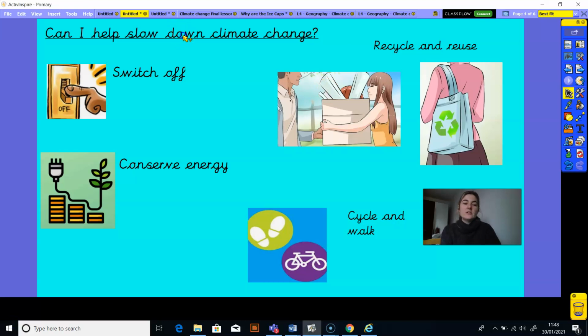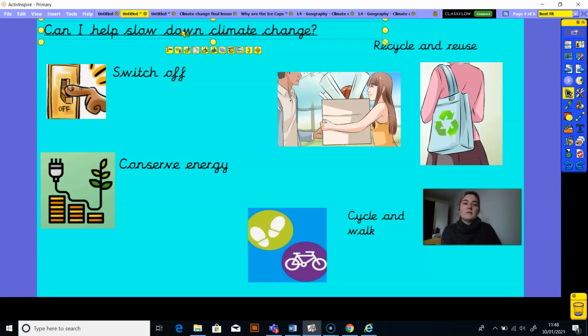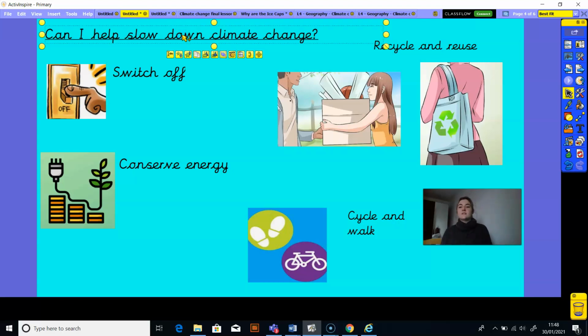So we're going on to sort of the second half of our lesson. So how can we help slow down climate change? So what changes can we make to, let's say, stop or prevent some of those nasty gases? So methane, water vapour and carbon dioxide. How can we prevent some of those nasty gases going into the atmosphere? Is there any way that we can change what we do to slow down or prevent the amount that is going into the atmosphere?